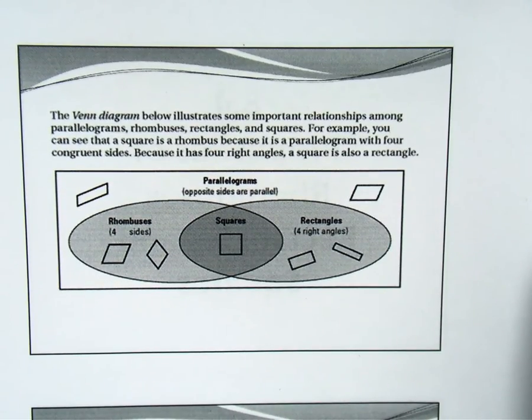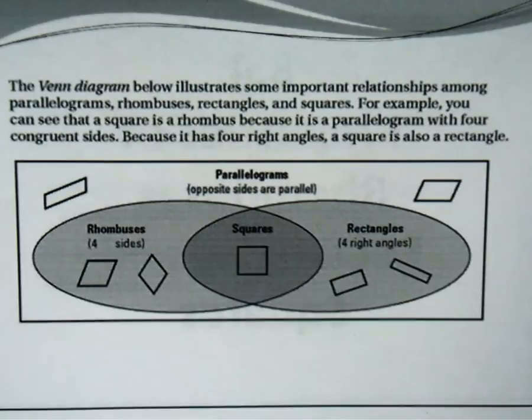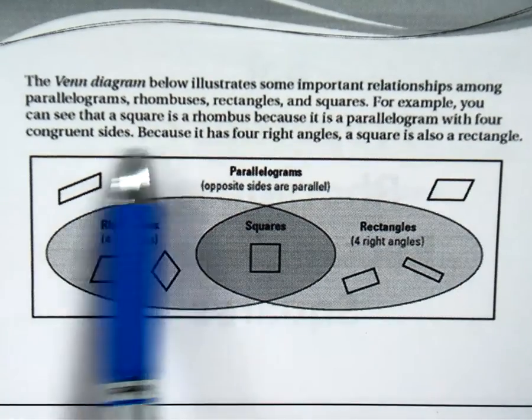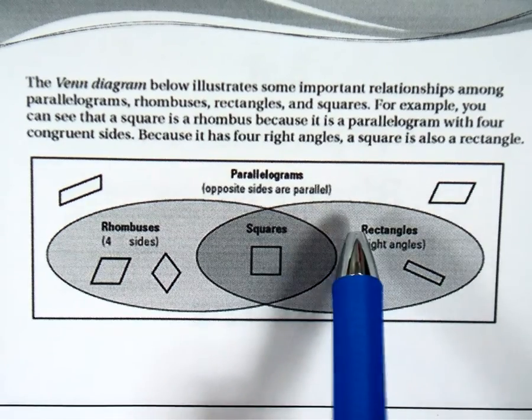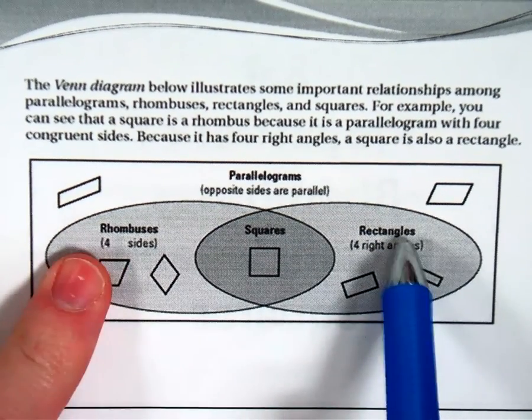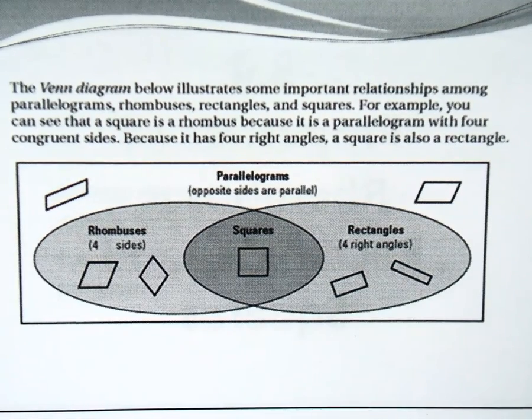And here's a little Venn diagram to give you a visualization of the quadrilaterals we've studied so far. We've got all these parallelograms, and within the parallelogram family we have rhombuses and rectangles, and where rhombuses and rectangles overlap, we get squares.